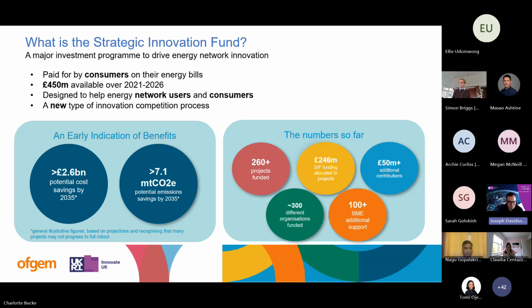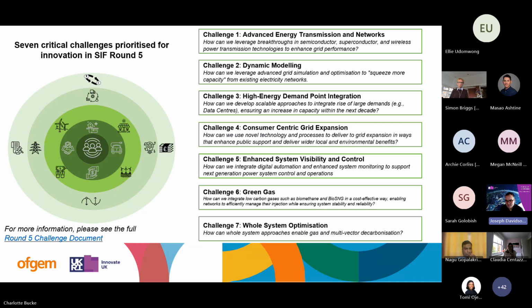Now on the left, you can see some early indication of benefits from the fund, where the projects are moving through discovery, alpha, and then into beta demonstrator stages, where we've now got over 20 beta demonstrators live, with more coming through the pipeline. Next slide, please.